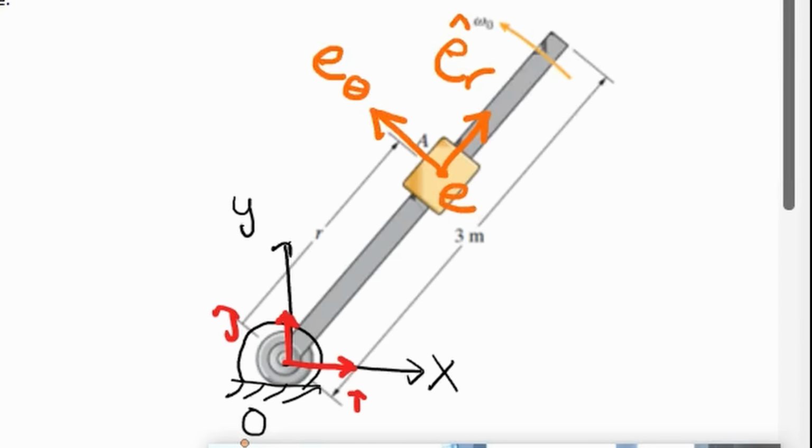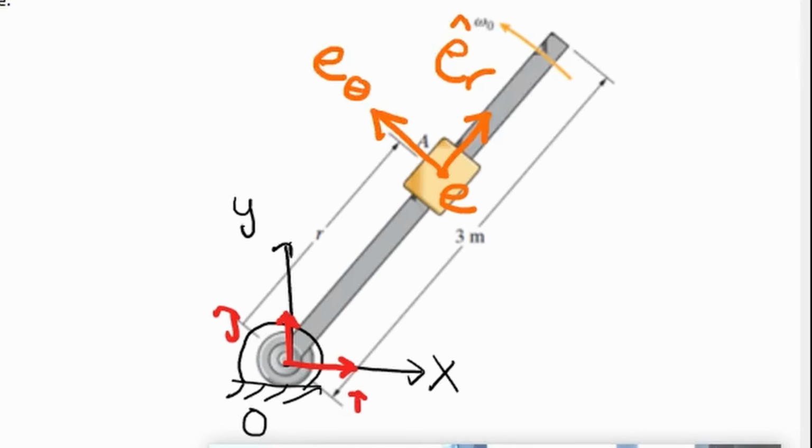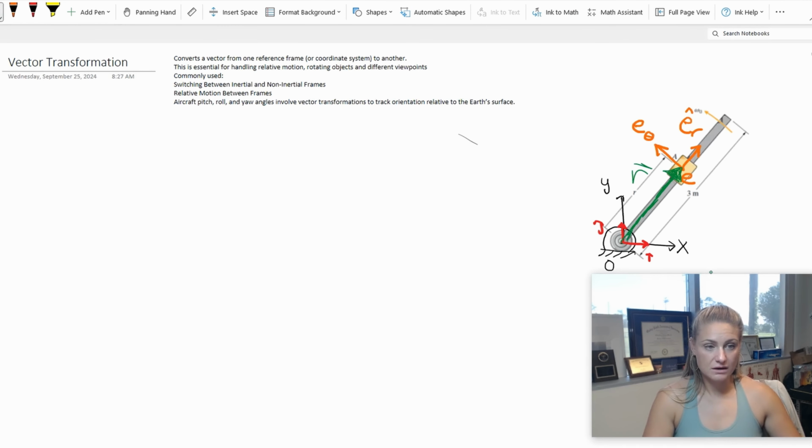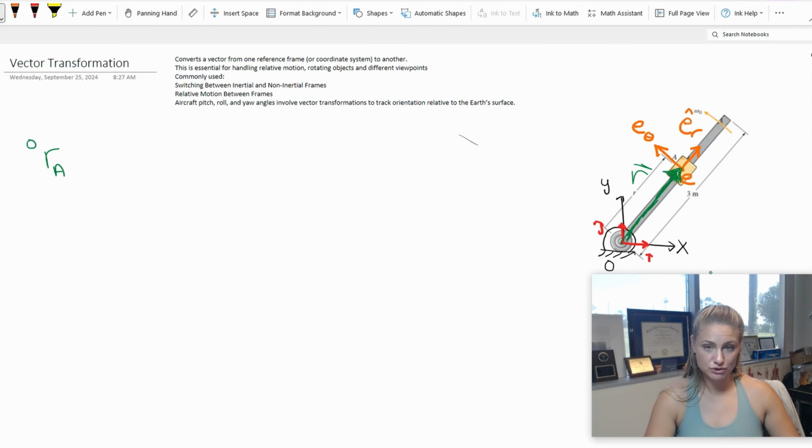So I have two reference frames, and now I want to draw a vector that locates my collar, that locates point A, and that is viewed from the inertial frame. So that's going to look like this. That's the head of my vector. And this I'm going to label R. This green R is the vector R that locates point A, viewed from the inertial reference frame.